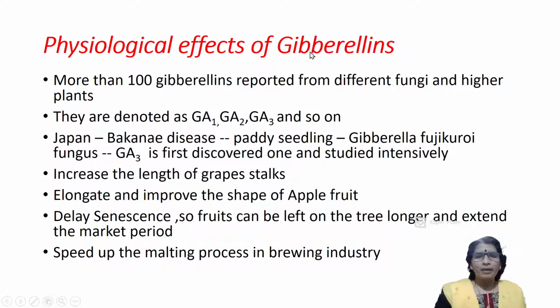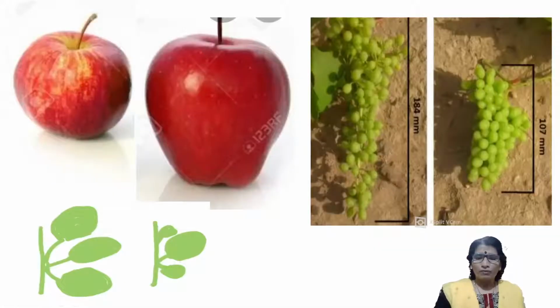By spraying gibberellins, we can increase the length of grape stalks. What is the use of it? Here you can see these two grape bunches. The difference is this grape bunch is very short and the grapes are compactly arranged. But here the grape bunch is very lengthy and the grapes are freely arranged. In this you can observe the grape stalks are very lengthy. What happens if the grape stalks are very lengthy?